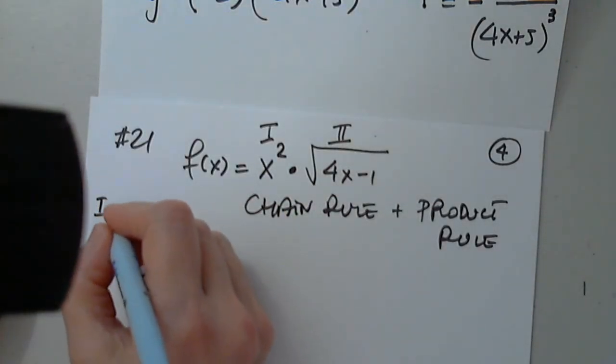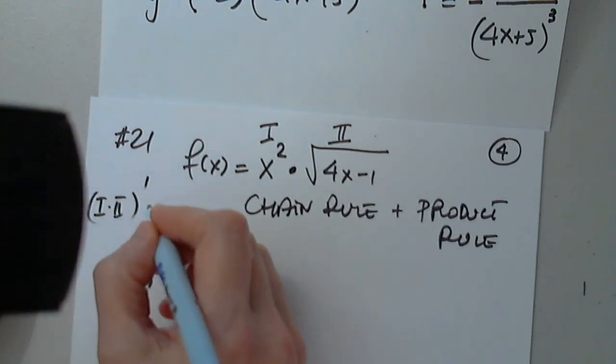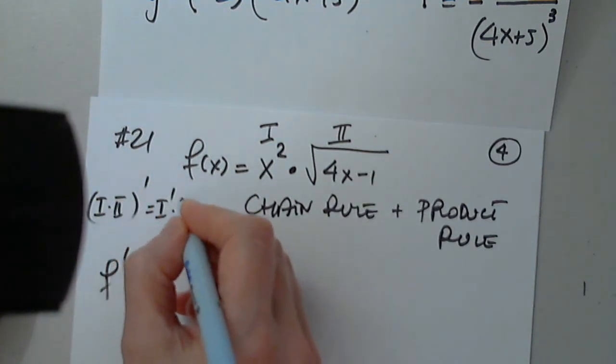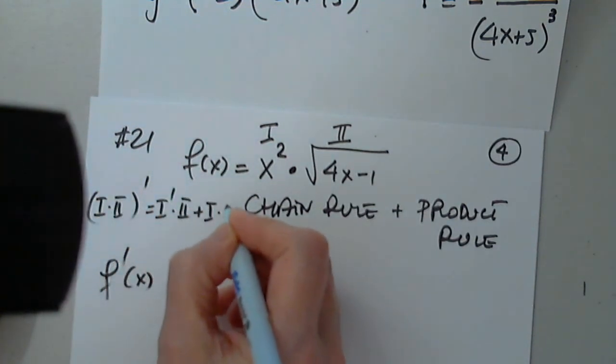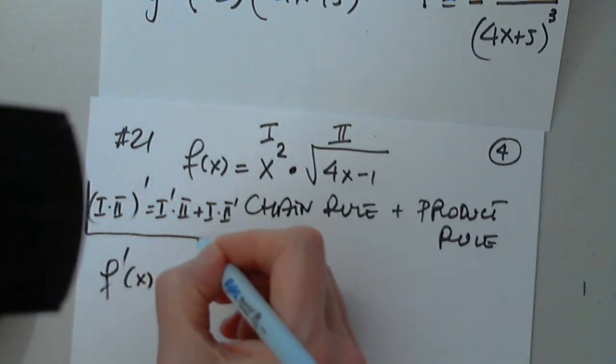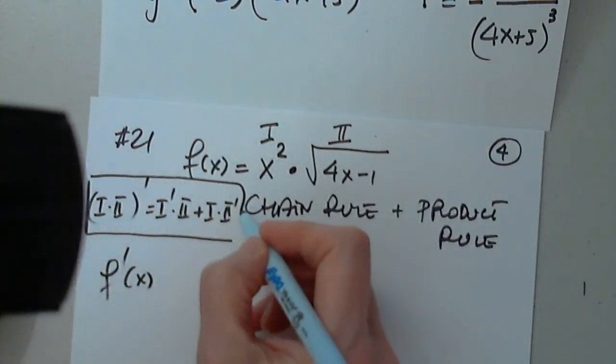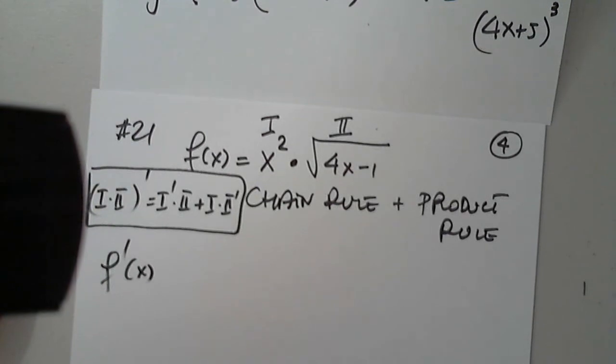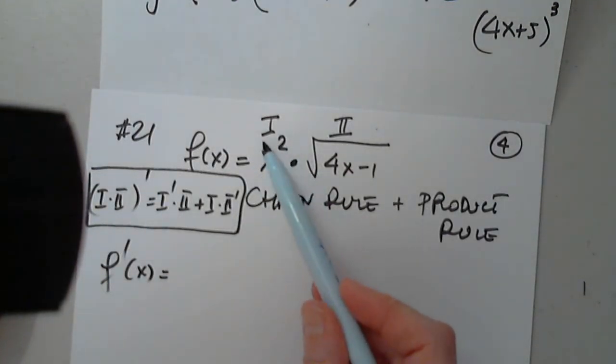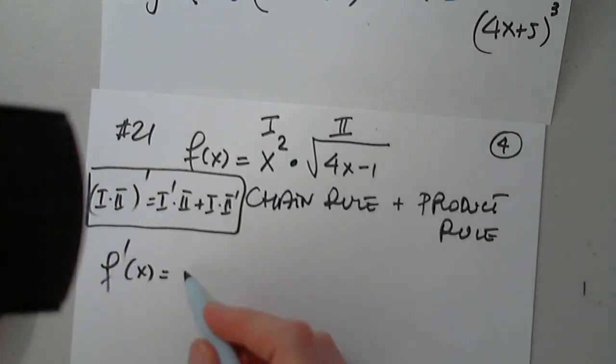So 1 times 2 prime is 1 prime times 2 plus 1 times 2 prime. So when I differentiate the first function, I get 2x.